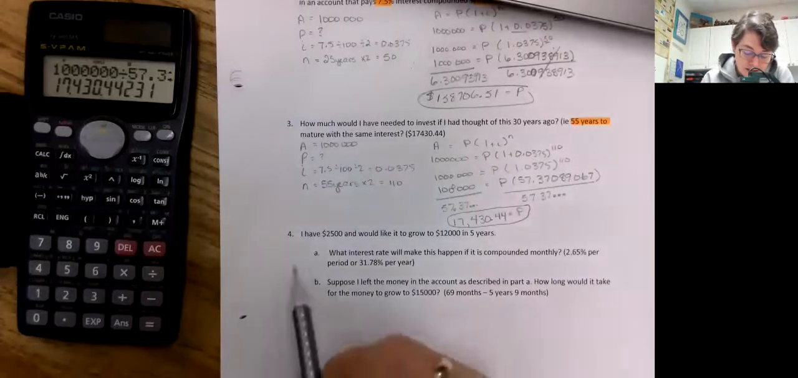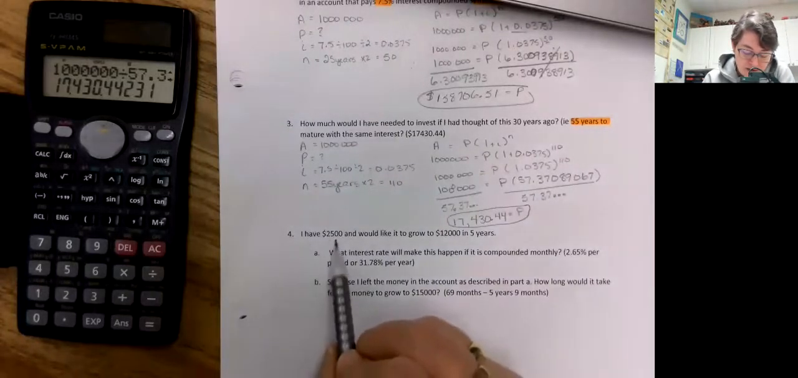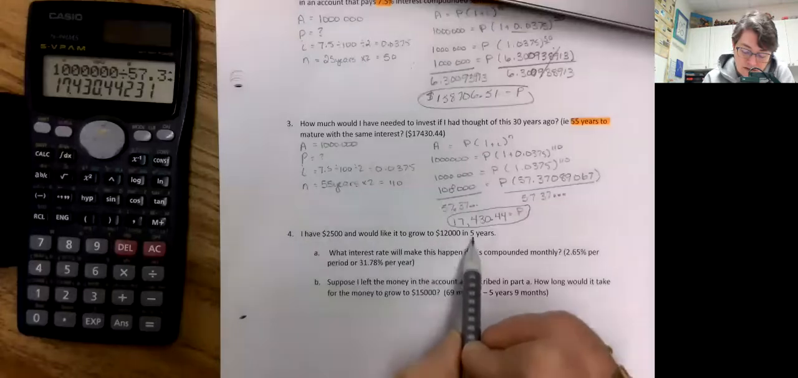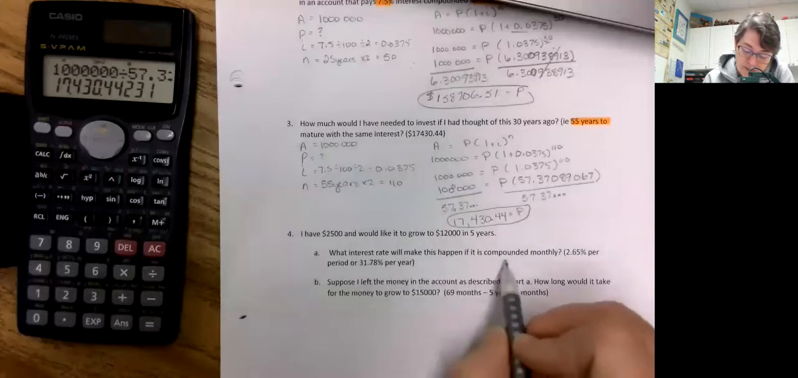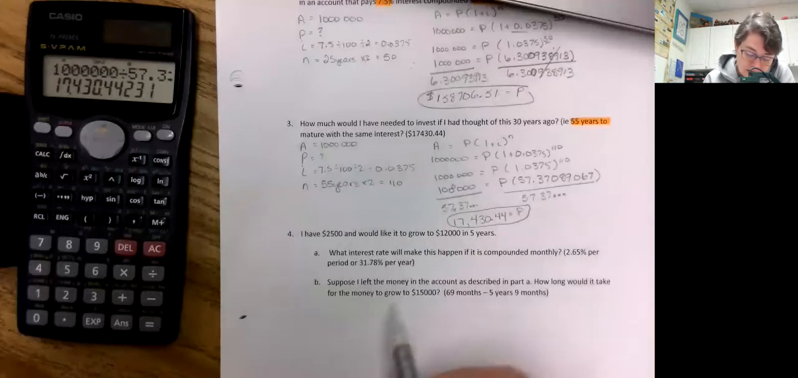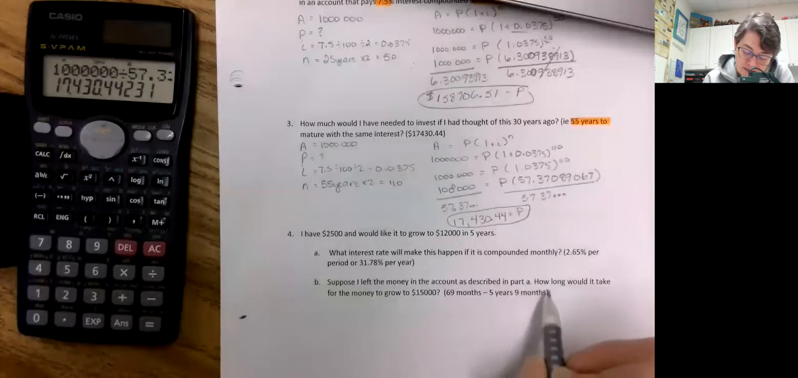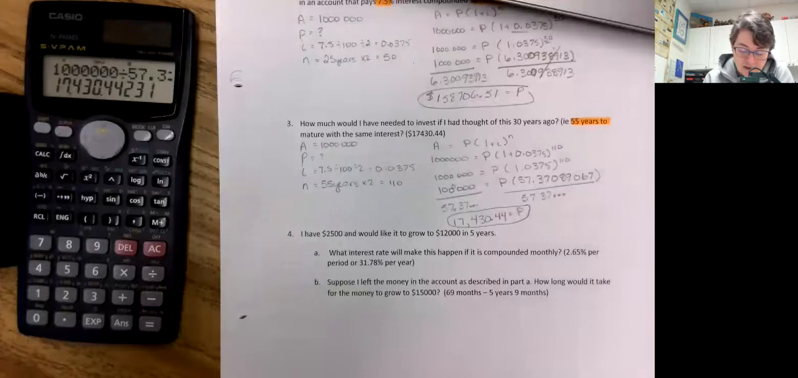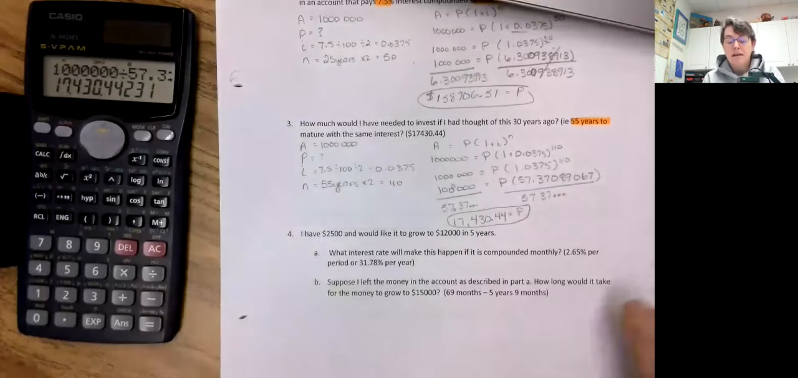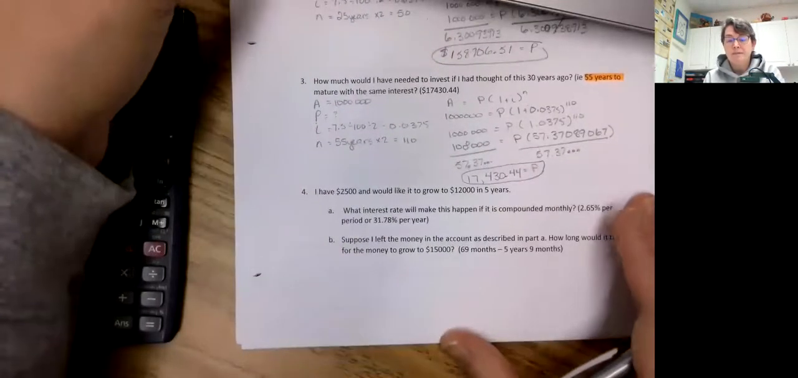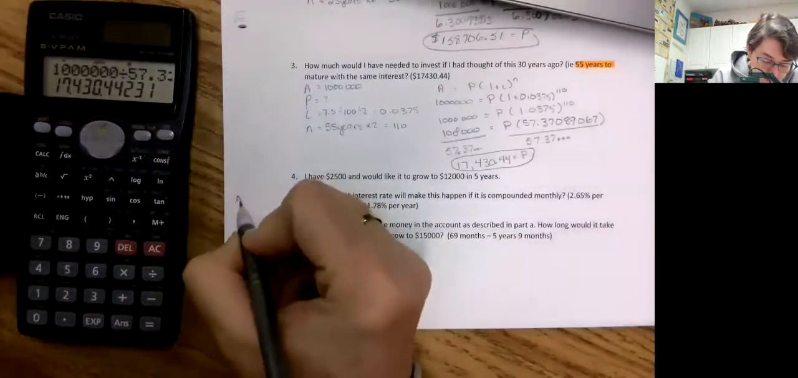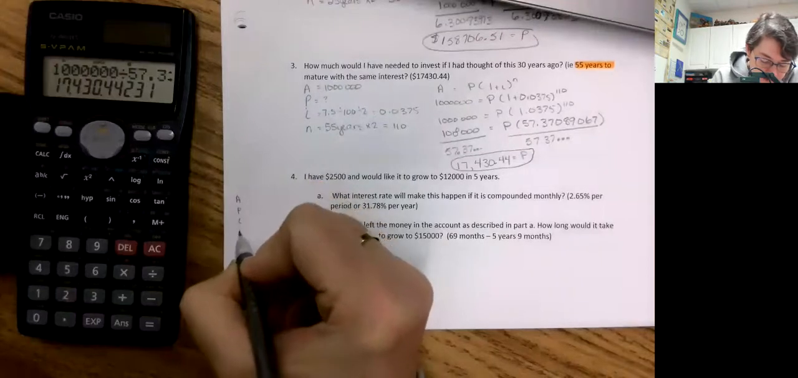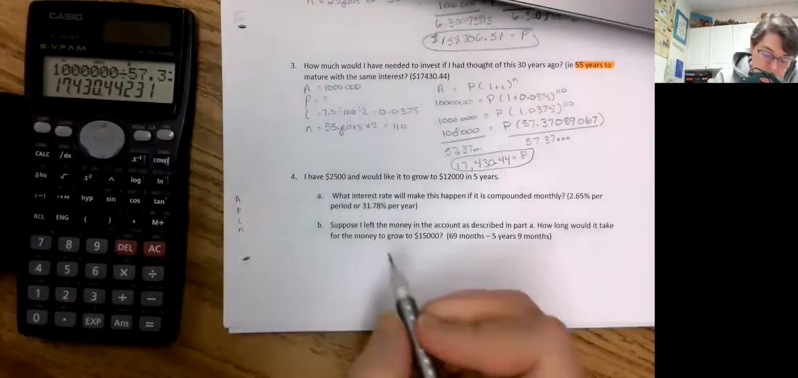Last ones. I have $2,500 and would like it to grow to $12,000 in 5 years. What interest rate will make this happen if compounded monthly? Suppose I left the money as described in part A. How long would it take to grow to that? Okay, I'm so glad I put in this question and left myself almost no room to do it. So it's going to get squishy, guys. Let's put that over there, as you can see.